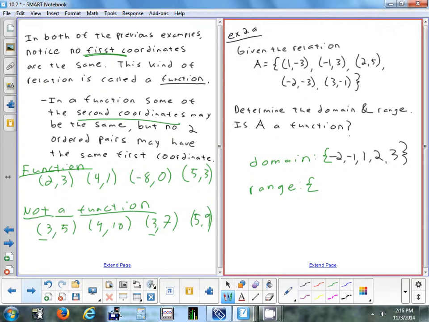Spencer, what's my range? Start with the lowest value. -3, 3, 5, -3, -1. Okay, so -3 is the lowest. Okay, we got it. And there's a repeat. So do we need to list it twice? No. If it repeats, do not list it twice.